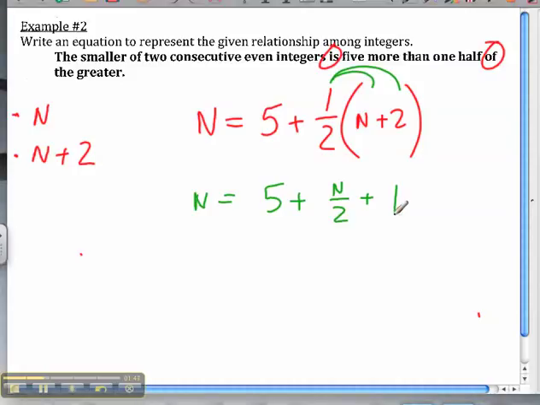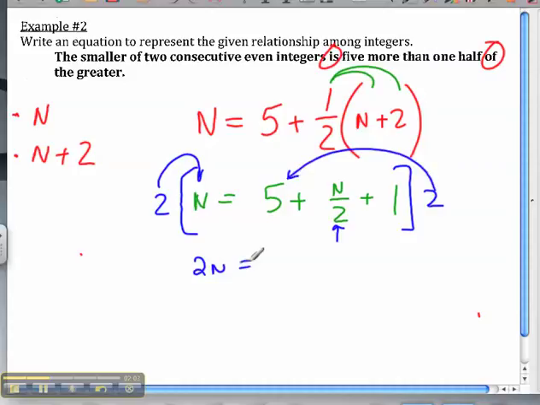And you'll remember in algebra, I can do anything I want to an equation as long as I do it to both sides. So to get rid of this denominator, I'm going to multiply both sides by 2. Now 2 times n is 2n. Then when I distribute, 2 times 5 is 10. And 2 times this fraction gives me 2n over 2, and the 2's just cancel, so I get n. And then I distribute right here and I get 2.